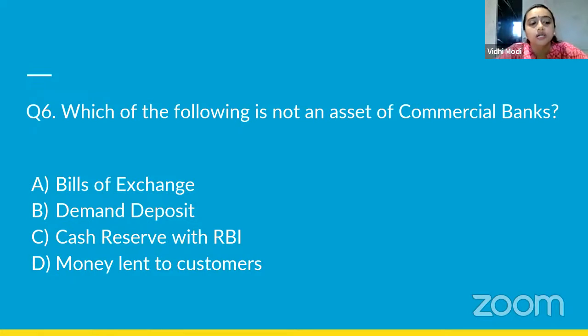Bills of exchange, demand deposit, cash reserve with RBI, money lent to customers. Now we know one thing, that one of the main revenues for a bank is to lend money. So definitely that would be an asset. Cash reserve with RBI, it's a cash reserve, so it's liquid form. Again, it is an asset.